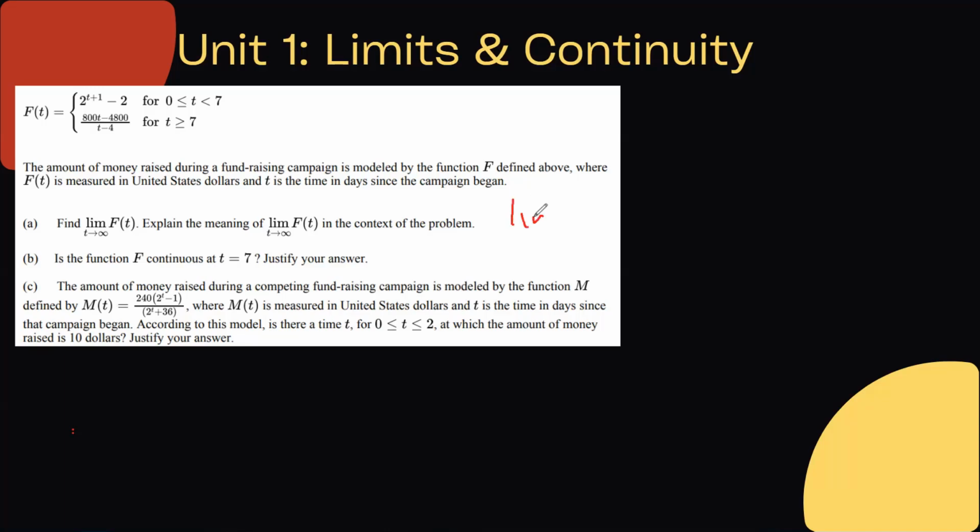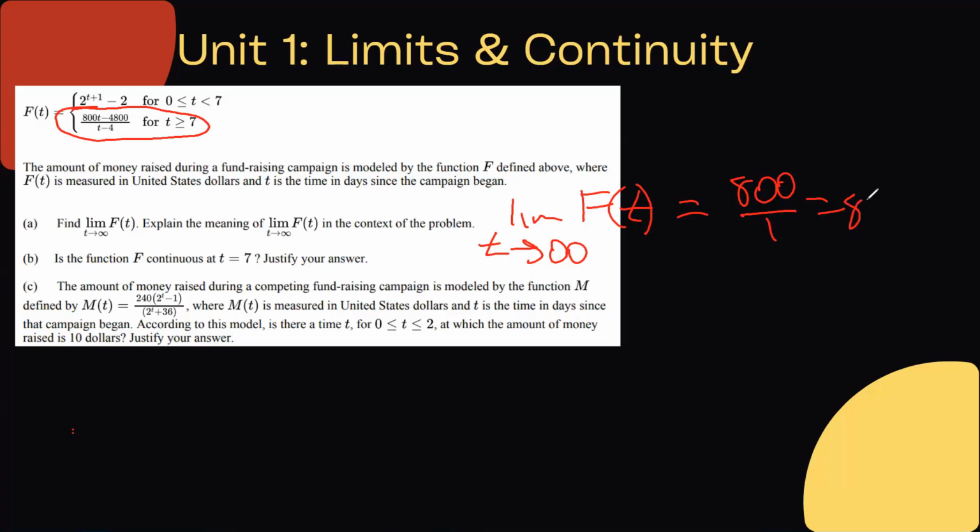So the limit as t approaches infinity of f of t, if we let t approach infinity, we would have to use this bottom piece here. And since the numerator and denominator have the same degree, the limit is the ratio of the leading coefficients, which is 800 over 1, or 800. Now, I'm not going to write this out, but the interpretation would be as time increases, the amount of money raised during the fundraising campaign approaches $800.